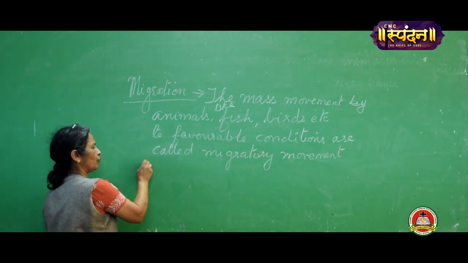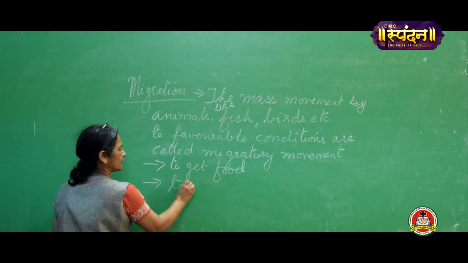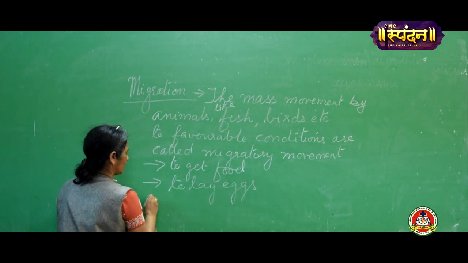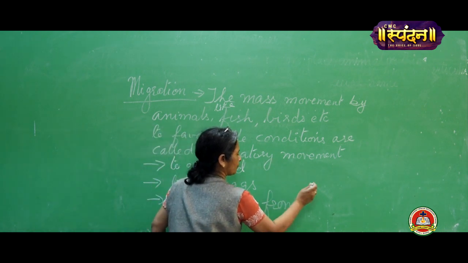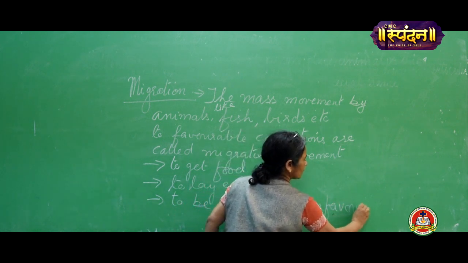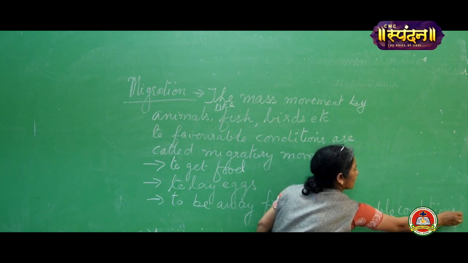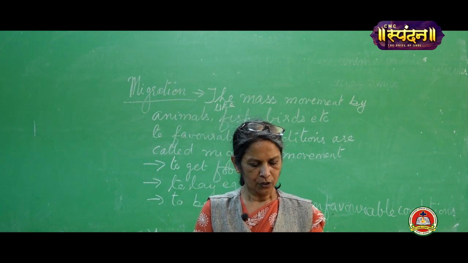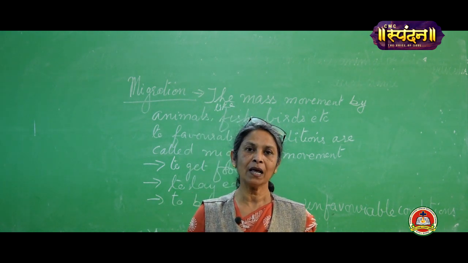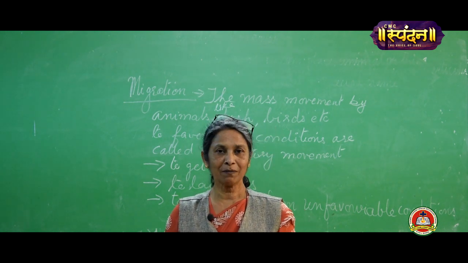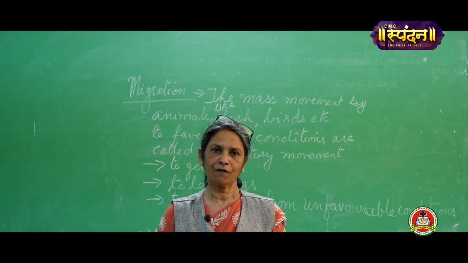So why do they move? They move to get food, to lay eggs, and to be away from unfavorable conditions. Understood? Unfavorable conditions. So some animals move great distance to escape harsh seasons and in search of favorable places with ample food and water sources. So the seasonal mass movement taken by animals to escape extreme climatic conditions and in search of food is known as migration. Migration is seen in birds, animals, fish and insects.